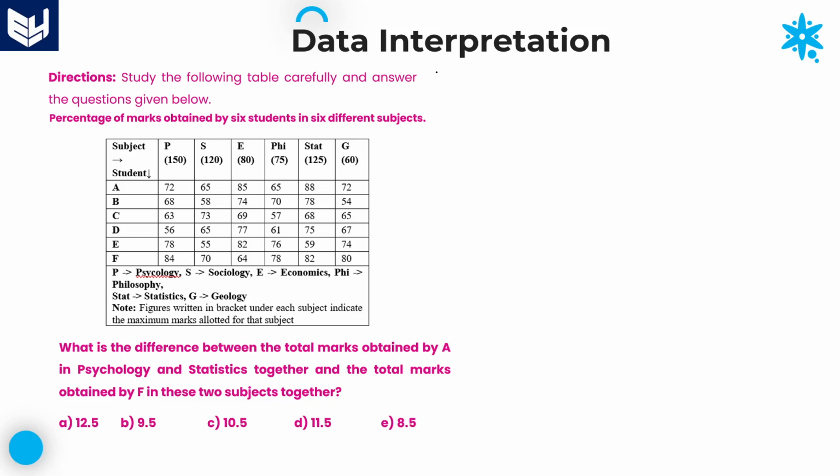In this session, I will continue the problems on tabular data interpretation. See the information which is given in the question. Study the following table carefully and answer the questions given below. Here the information is about a percentage of marks obtained by 6 students in 6 different subjects.